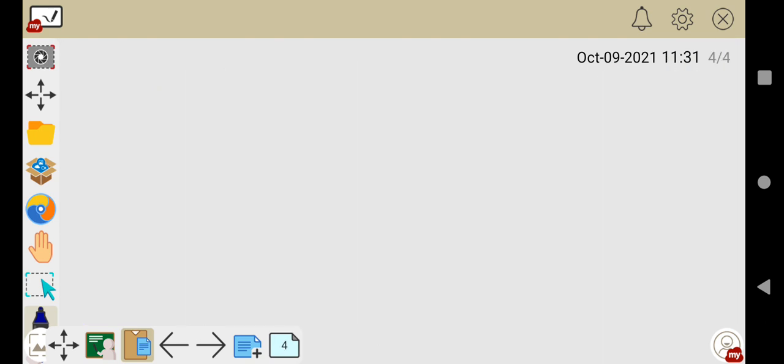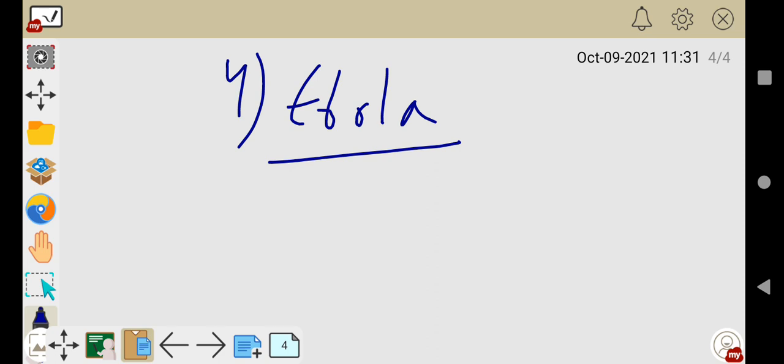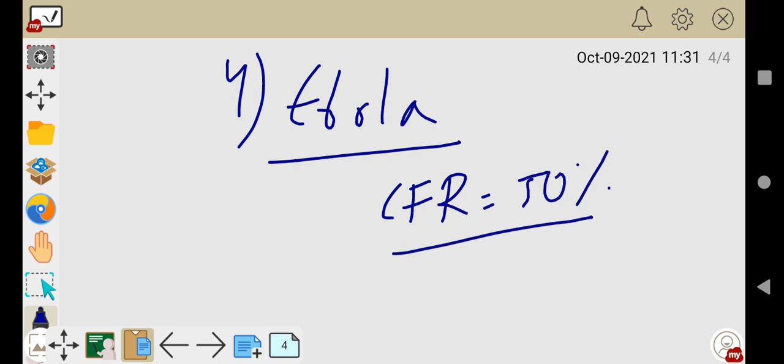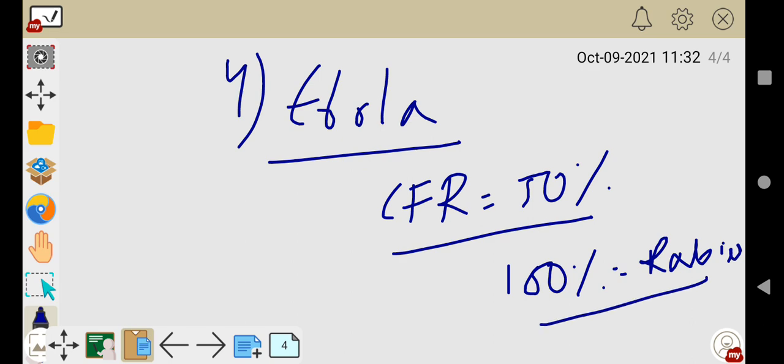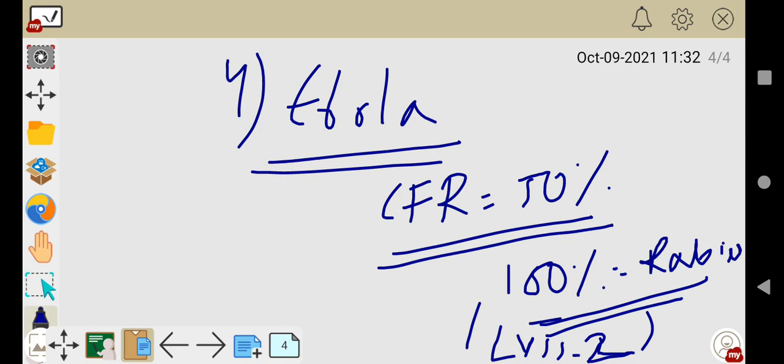Okay. So another question that came in your paper was Ebola virus. Your case fatality rate you remember as 50%, right? Which disease's case fatality rate is 100%? It is rabies. This has also been asked, and in your UPSC CMS paper it was given like Lassa virus 2. So Ebola case fatality rate 50%, rabies 100%, and Lassa virus 2.